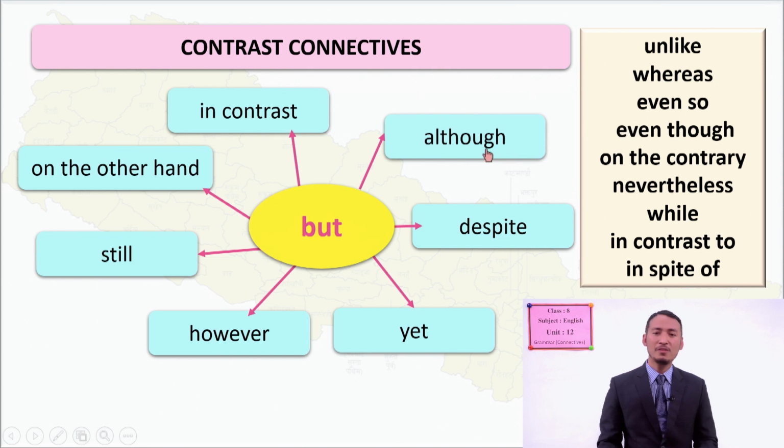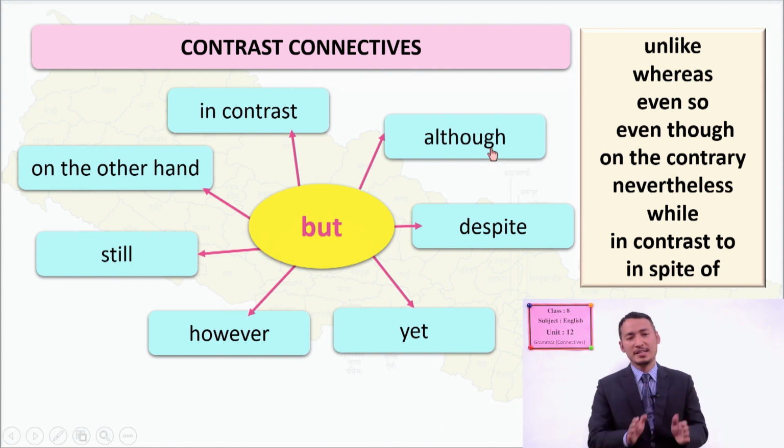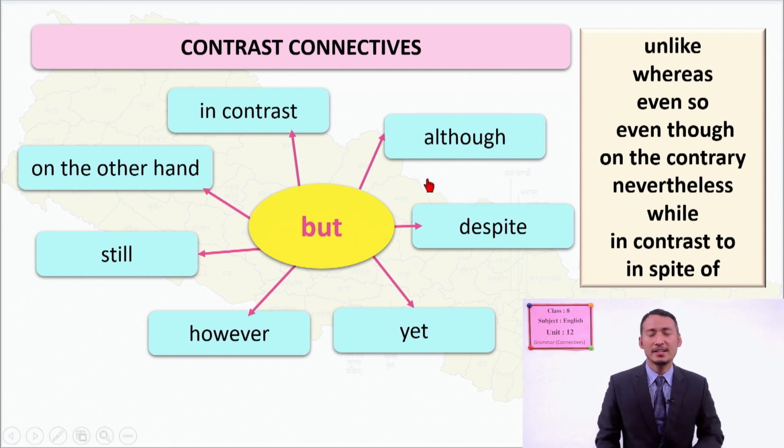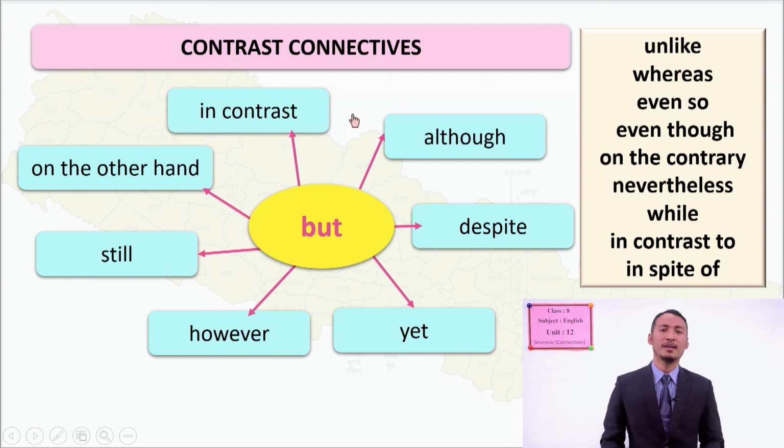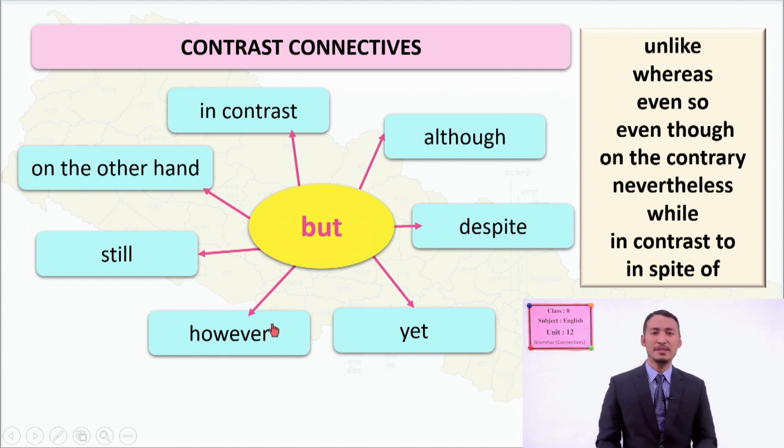For example, although means something in contrast, or in Nepali, tai pani, bhaye pani, bhayata pani, bhayera pani, huda pani, and so on. In contrast, still, however, and so on. They have all similar kinds of meanings.